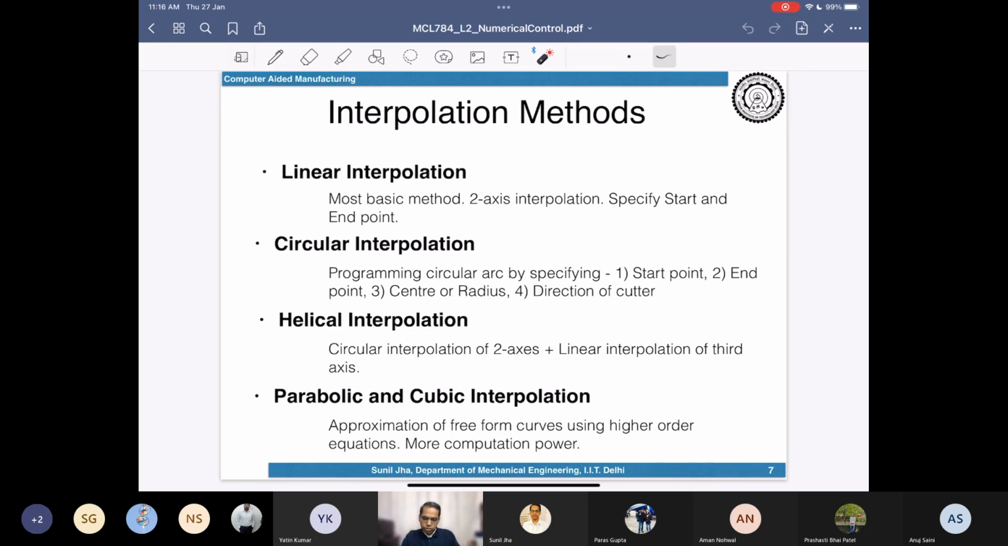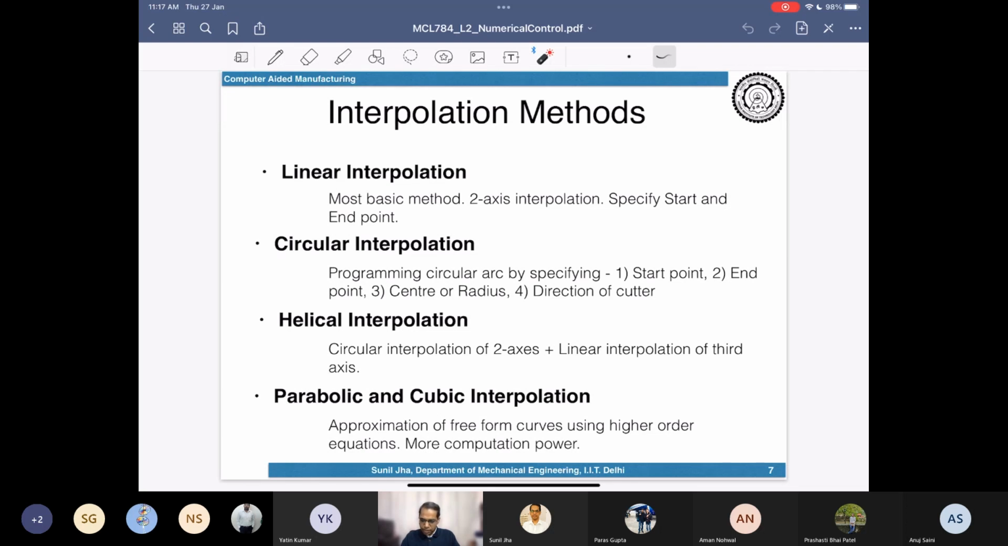Now a combination of these two, the linear and the circular, can produce the helical interpolation. It means that we interpolate circularly along two axes, and along the perpendicular axis we do the linear interpolation. So this is the circular interpolation that you do in the XY plane, and along Z, if you do the linear interpolation, then the curve will come like this. That is what is known as helical interpolation. Some controllers are capable of doing this helical interpolation, but not all have that capability.